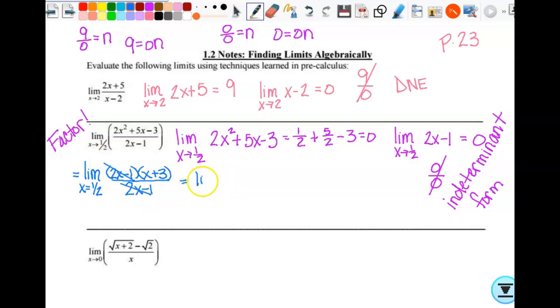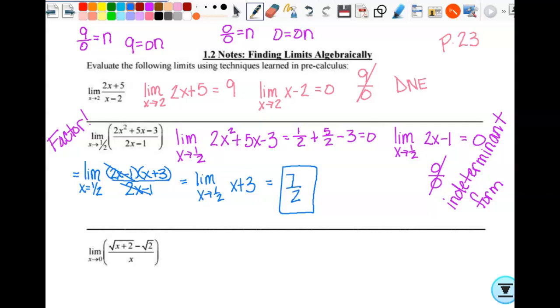This is equal to the limit as x approaches 1/2 of x plus 3. Do not put 3 1/2. You can put 3.5, you can put 7/2. But I think 7/2 is the better one myself. I mean, you can think of it as 3 1/2. You could put 3 1/2, but don't make that your final answer. 7/2 or 3.5 would be fine here. Questions on that? Okay.